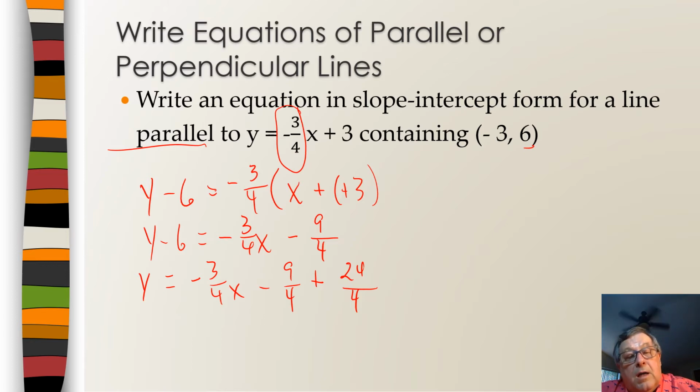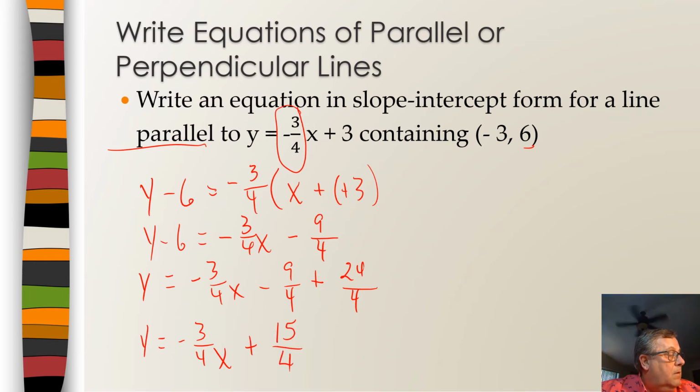All right, well, now we got y equals -3/4 x. And -9/4 plus 24/4 then is a positive 15/4. Well, Shazam, there we are. We're in slope-intercept form for a line parallel to -3/4 x plus 3 that contains the point -3, 6, and that equation in slope-intercept form is y equals -3/4 x plus 15/4.